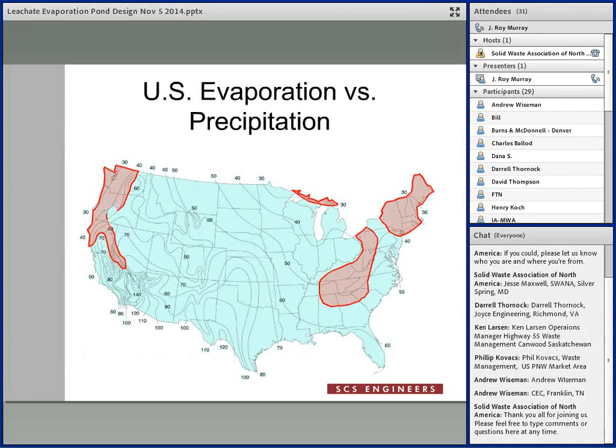compare the two, and you'll see these areas in red. These areas in red have basically a zero net evaporation. The evaporation is either going to be the same as or less than the precipitation. So if you were to build a pond, on your average year, you'd either be just holding the same amount of water, or more than likely you'd be collecting more water than you're actually getting rid of.